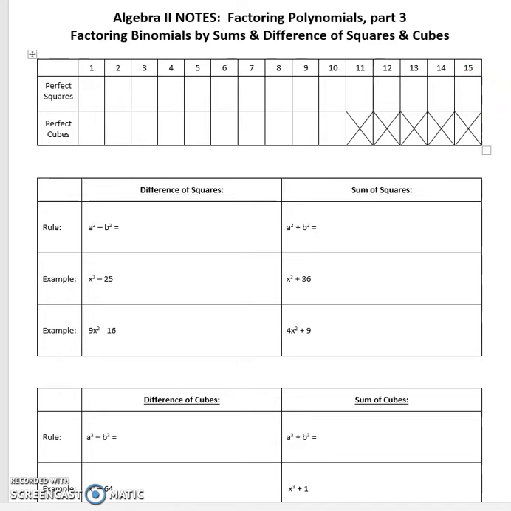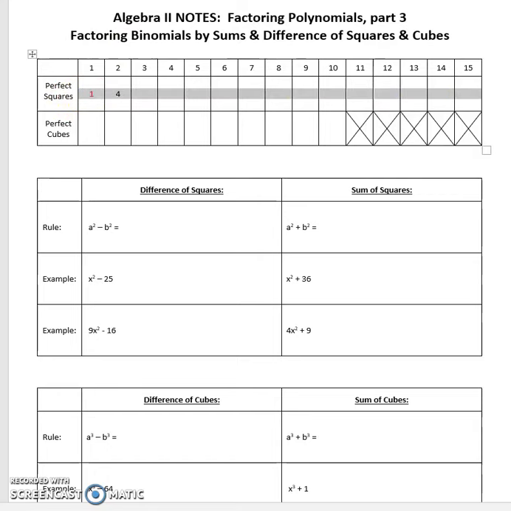Hello students, today we're going to factor polynomials. We're going to continue on. You should all know your perfect squares and perfect cubes by now. You might even still have the table from the school year, but if not, let's go over them. 1 squared is 1. 2 squared is 4. Remember, this is just saying 2 times 2, 3 times 3, and so on.